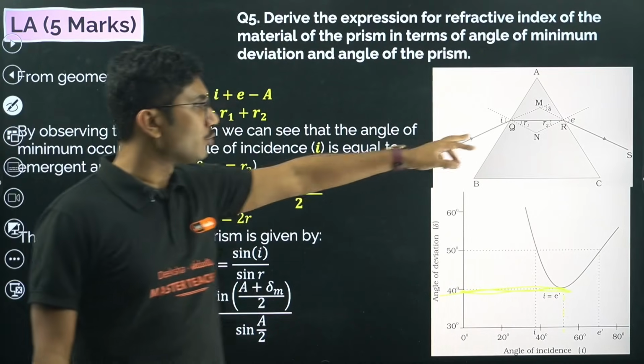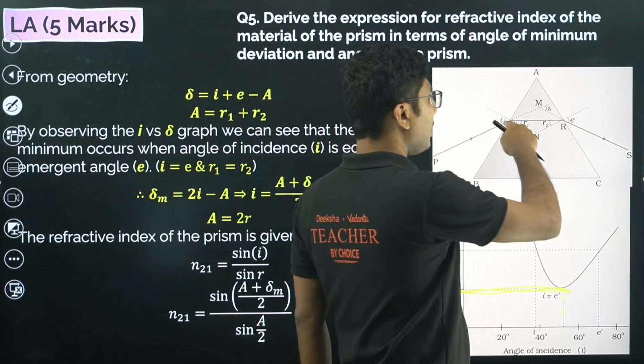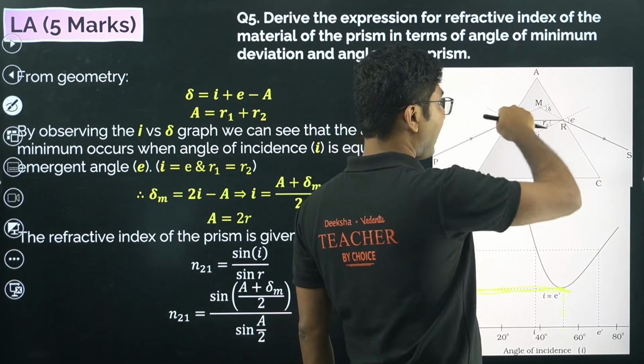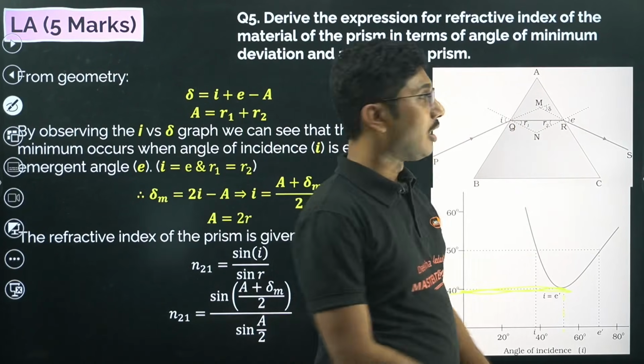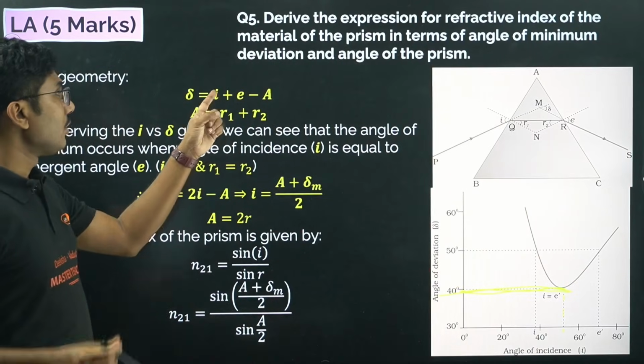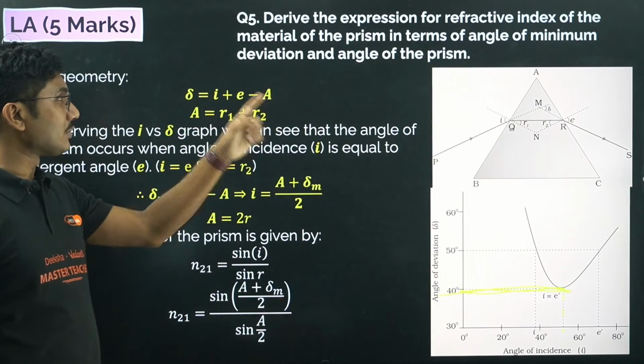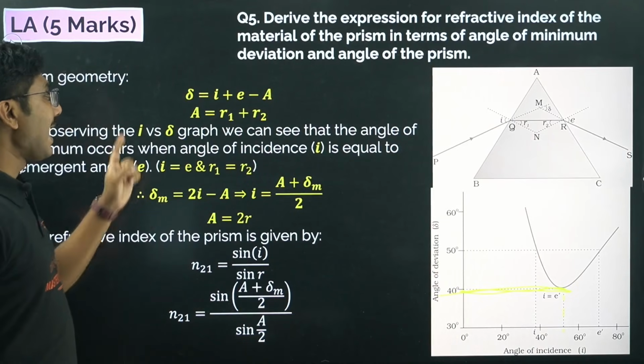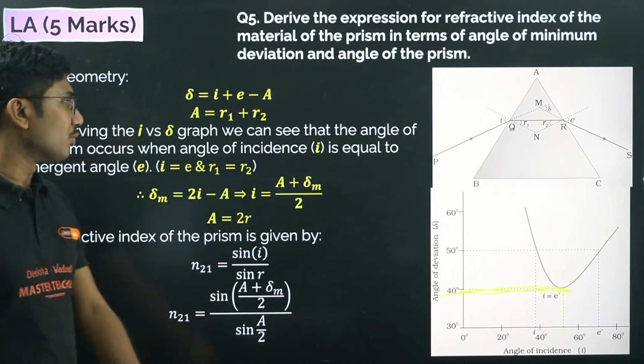These things can be proven if you take any one of the quadrilaterals and apply the principle of refraction; you can calculate these values. Okay, I plus E equals to A plus delta, that is I + E = A + δ, and A equals to R1 plus R2.